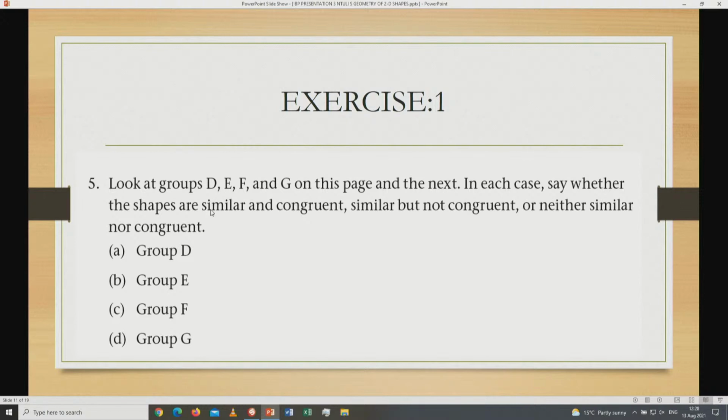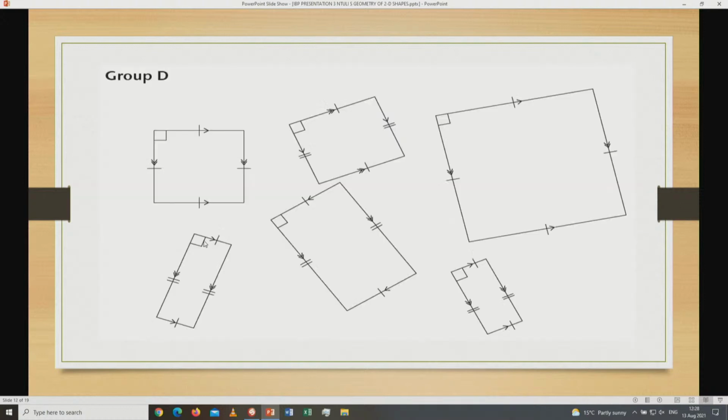Here's your first answer. If you look at the shapes in group D, you will say they are similar and congruent if you find them to be similar and congruent, or they are similar but not congruent if you found them to be similar but not congruent, or neither similar nor congruent, which means they are not similar and they are also not congruent. So here is our first group of shapes. Your 2 minutes has already started.